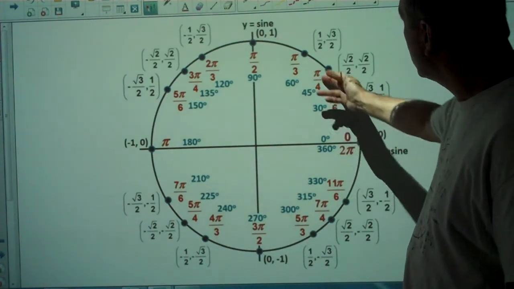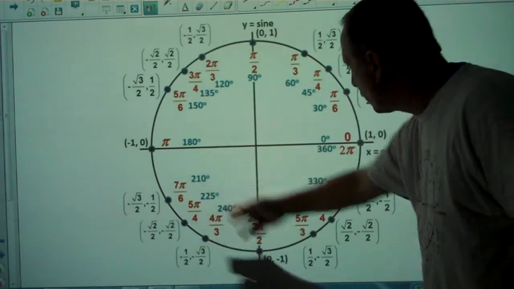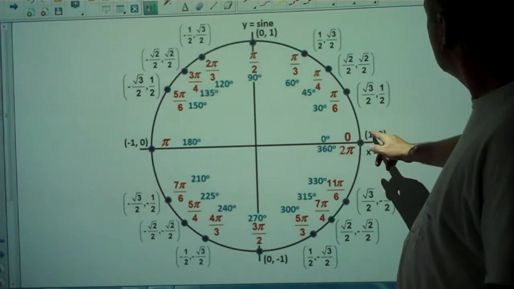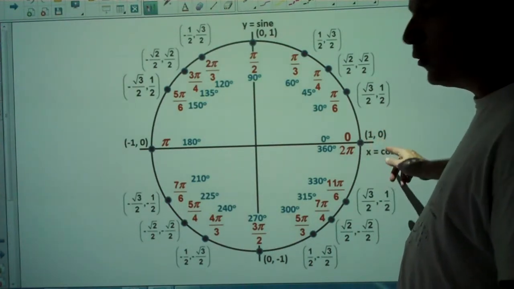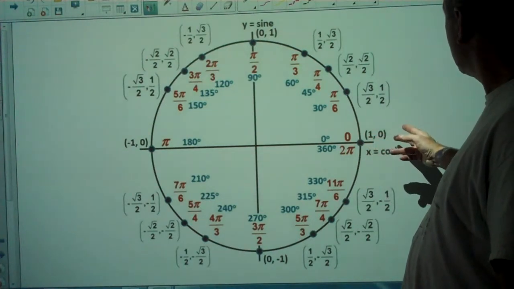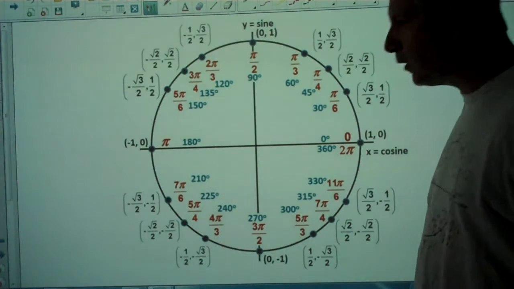In red we have radians, pi over 6, pi over 4, pi over 3, pi over 2, and so on. And on the perimeter, the points themselves, 16 of them, with the x and y coordinates, the x coordinates representing the cosine at that point, the y coordinates representing the sine value at that point.